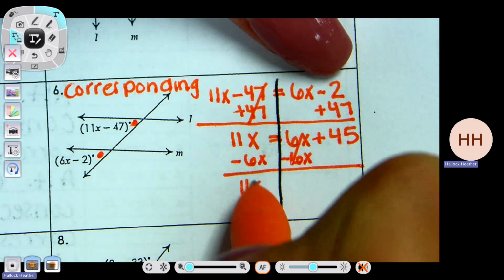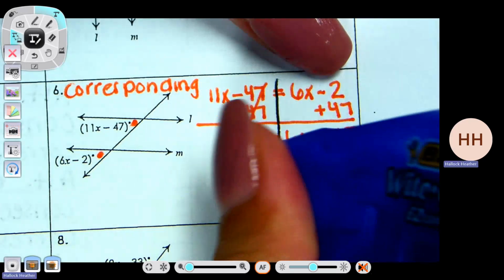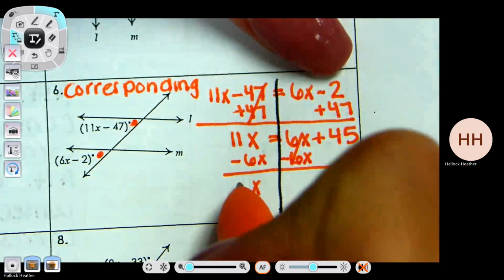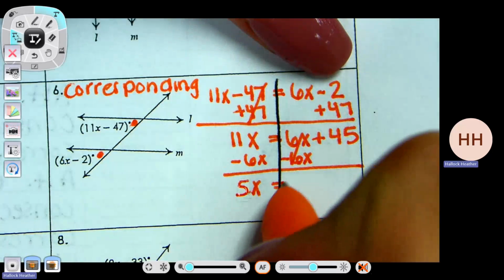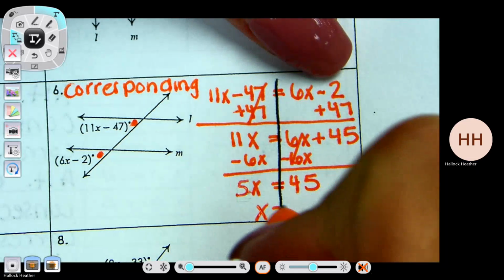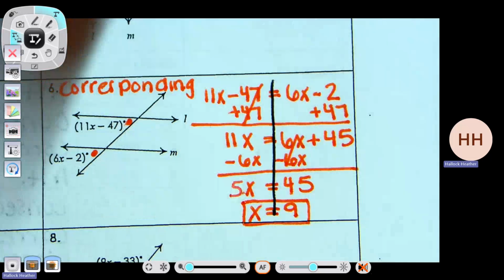So 11, crap, I forgot to subtract. My bad, 5. What the heck? I'm like, not even subtracting. 5x equals 45. And then last step, if I divide, I'm not gonna show it because I'm kind of running out of space. But if I divide, what do I get? 9. And that's it.